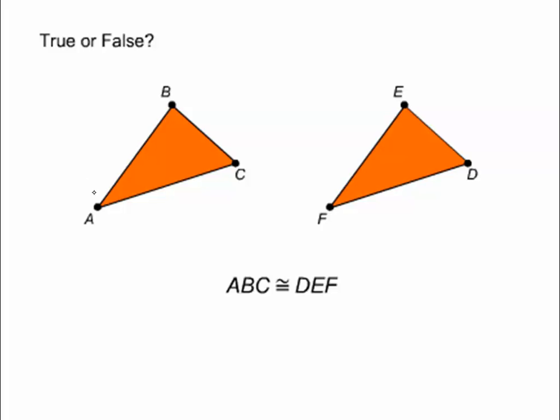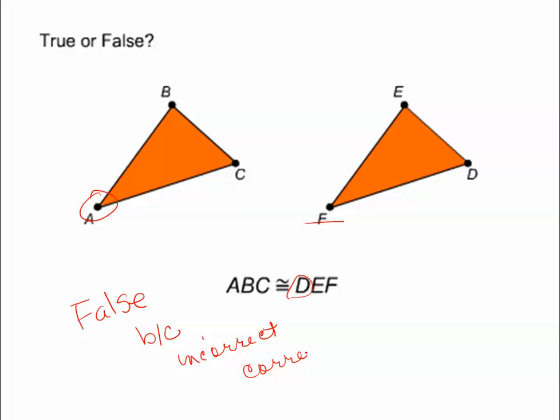So we look here and we say, okay, A corresponds with F, and they're saying right here that it should correspond with D. So I don't have to go any further. I know that's false because it's the incorrect correspondence. They didn't write out the name of the triangles correctly is what they're saying. I don't know how to spell correspondence all of a sudden. I was doing it correctly. It's just a long word.